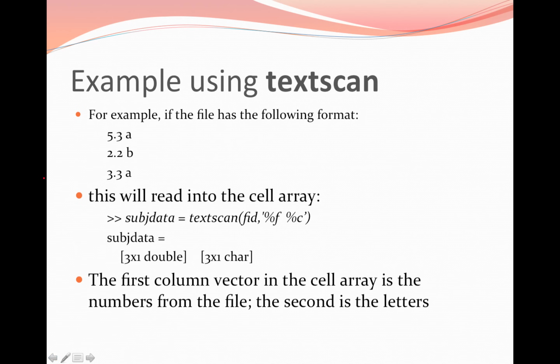So if the file has the following format, where every line from the file has a number, followed by a space, followed by a character, we can think of this as being separate columns. So we have a column in the file that has numbers, and then we have a column of the spaces, and then we have a column of the characters. So think of it as columns. So when we're specifying the file format string, we're saying that we have a column of floats, and then we have a column of spaces, and then we have a column of characters.